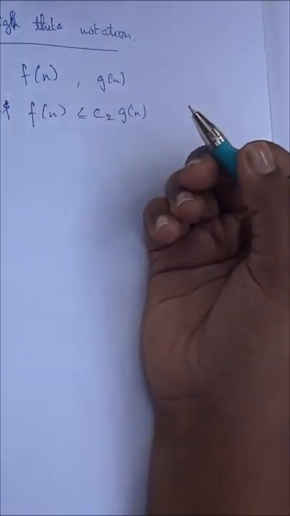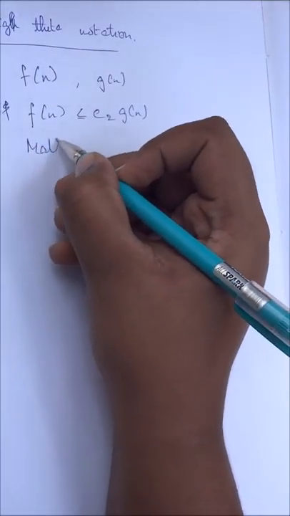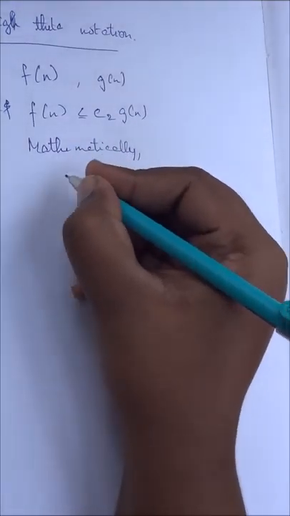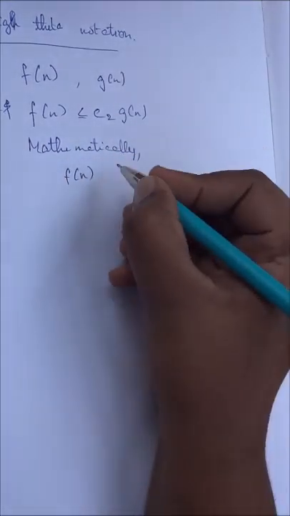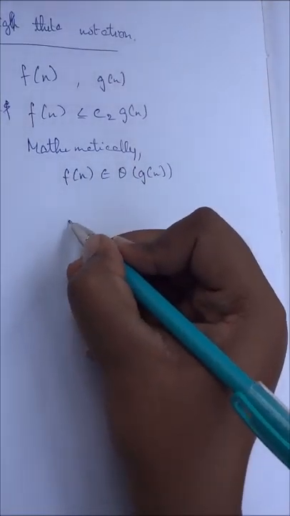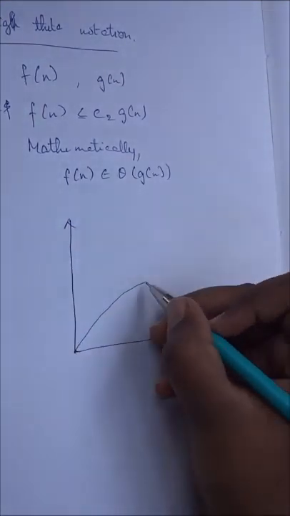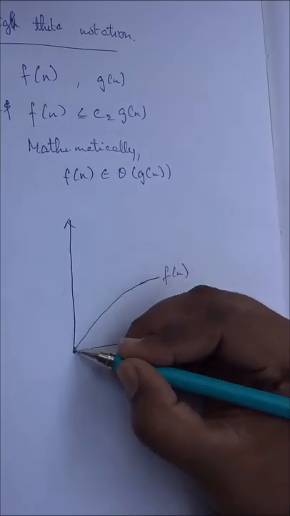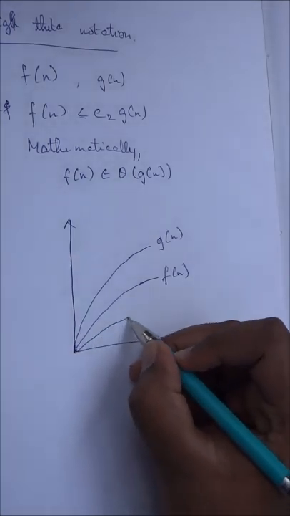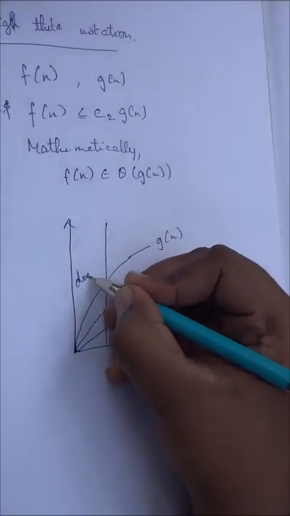That means, mathematically we represent it as f of n belongs to big theta of g of n. This means that the equation f of n is both upper bounded by g of n as well as lower bounded by g of n. This is a don't care region.